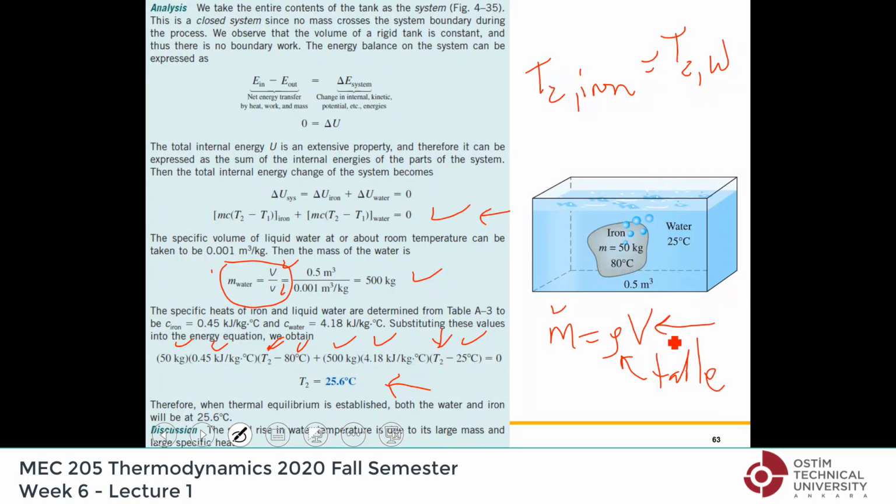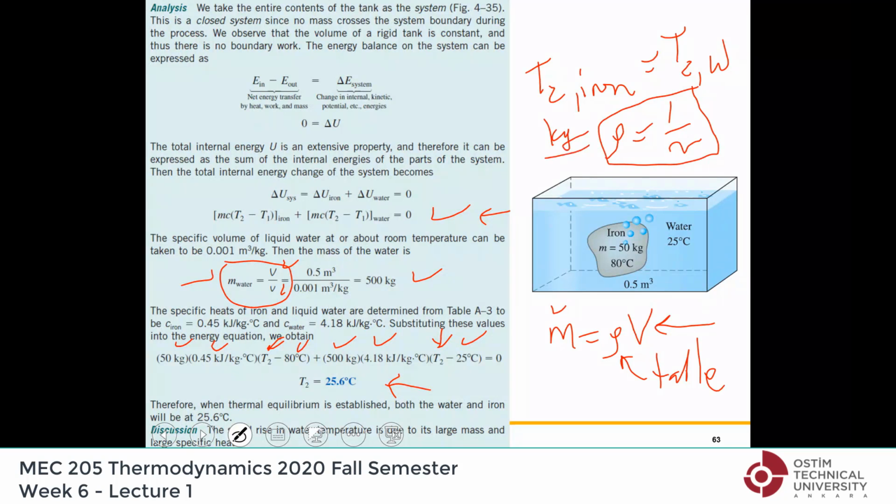So this relation is valid for anything. If you know volume and the density or specific volume, because keep in mind that always density is 1 over specific volume. So if you know one, you can always calculate the other. Density is kilograms per cubic meter, and specific volume is cubic meter per kilogram. So you simply take the inverse of it.